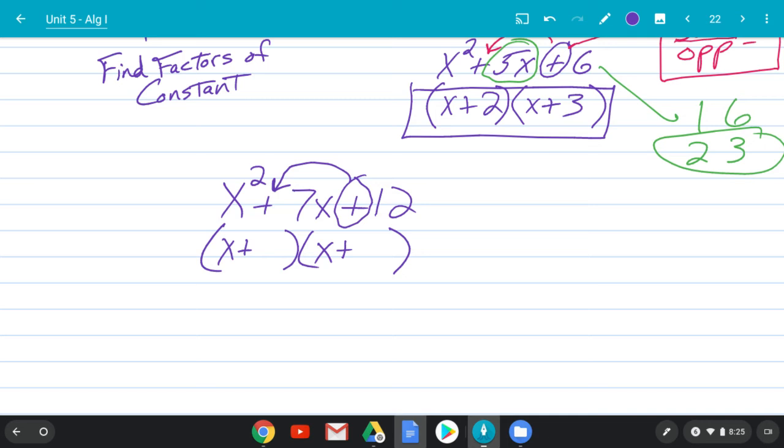Next, I list my factors of 12. 1 times 12 is 12. 2 times 6 is 12. 3 times 4 is 12. That's it. Now, I'll come back to that later. Okay. Which of those sets of factors add together to give me a 7? 3 and 4. Done.